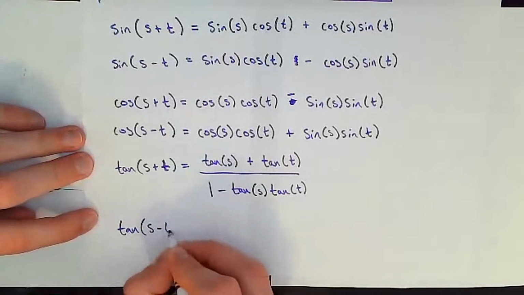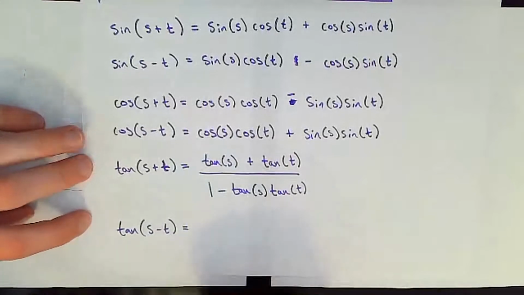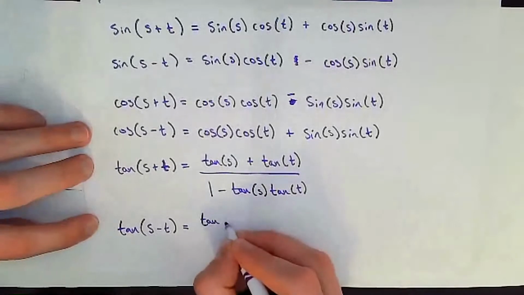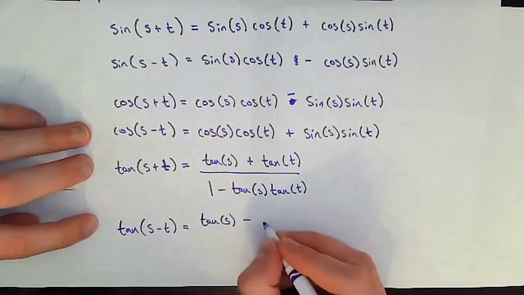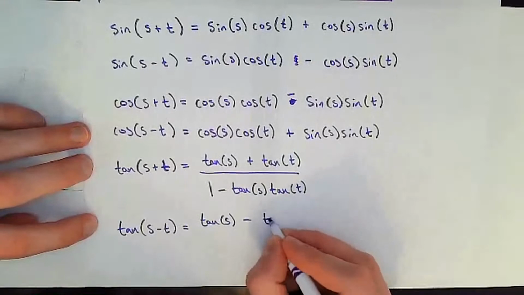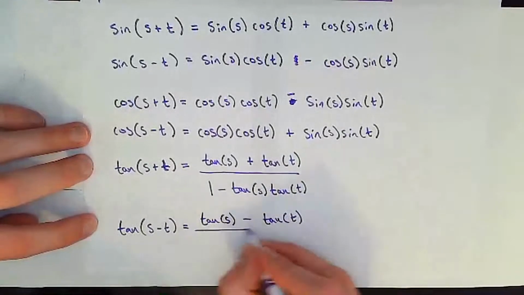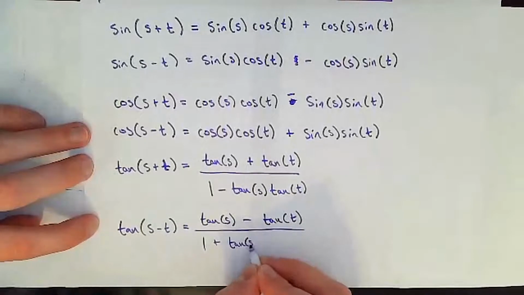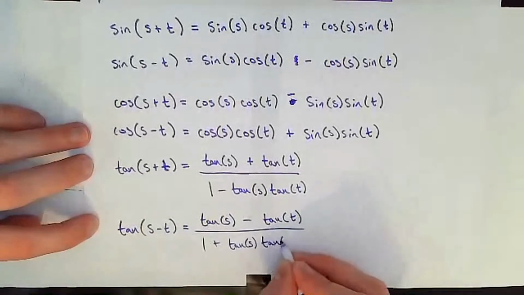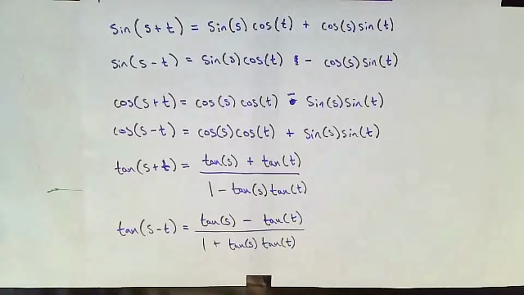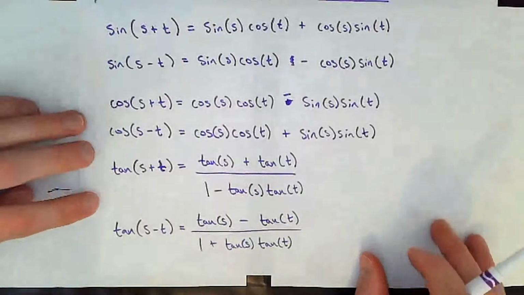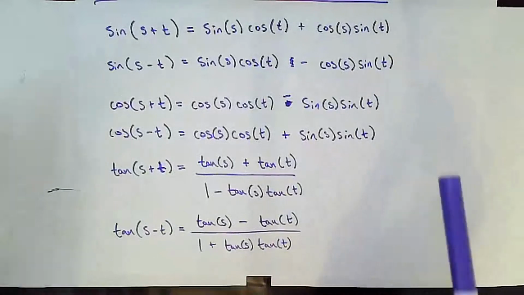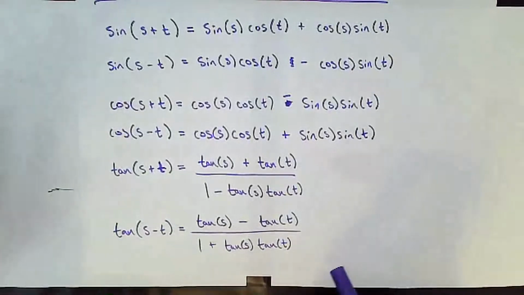And then tangent of s minus t, so here comes the difference formula. All that's going to happen is the signs change. This becomes a difference on top, and we get a sum in the denominator. But they look very similar. So here's what you should do. You should commit these to memory. Make some flashcards and commit them to memory.